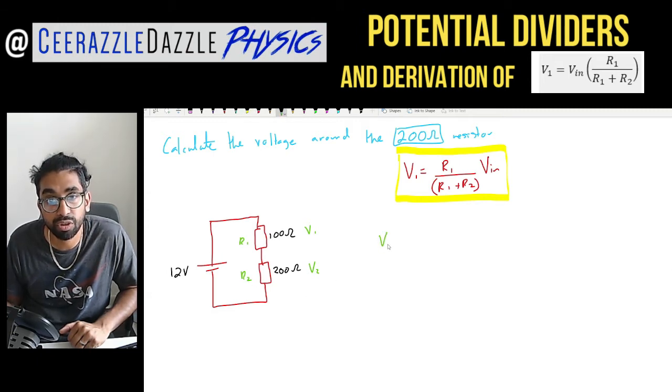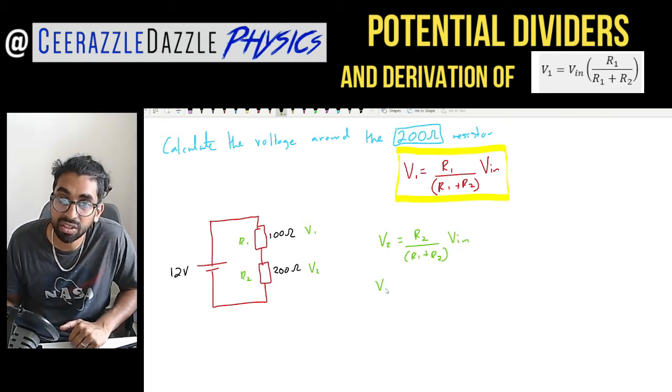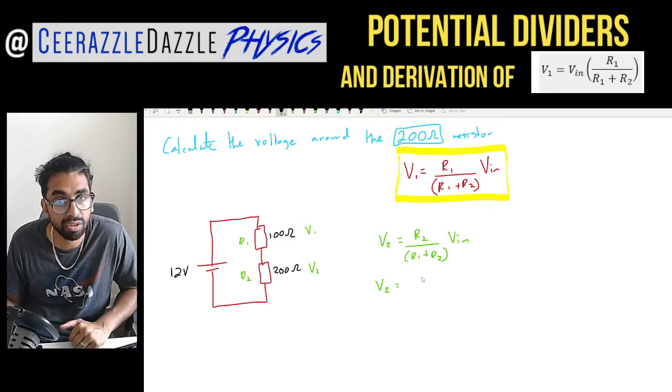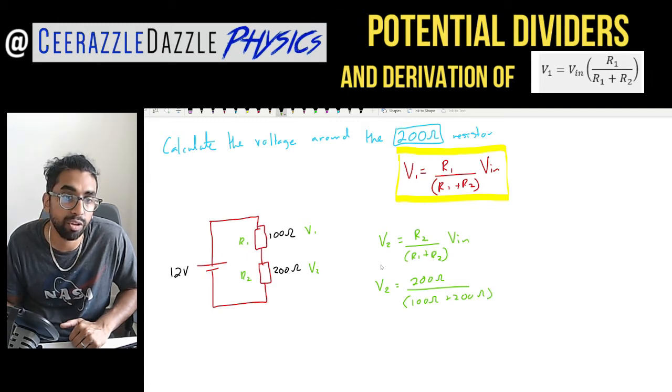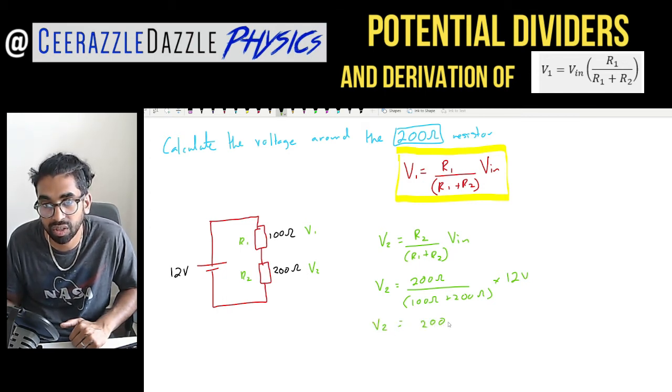So the voltage across the second resistor will be equal to R2 divided by R1 plus R2, close bracket, times V in over here. Now, from here, we know that V2 will be equal to the value of R2, 200 ohms, divided by 100 ohms plus 200 ohms. Don't forget, that's R1 in this case, times the voltage going into my circuit, 12 volts. So therefore, V2 is equal to 200 ohms divided by 300 ohms times 12 volts.